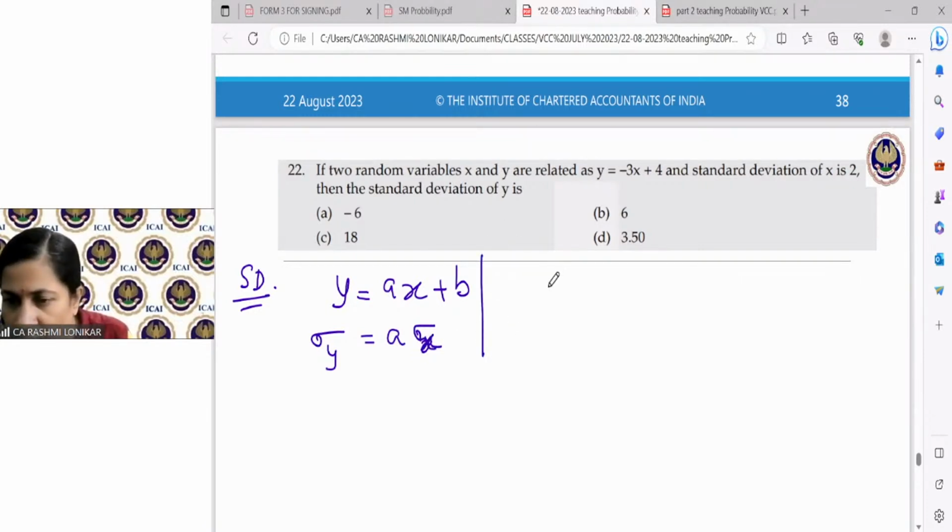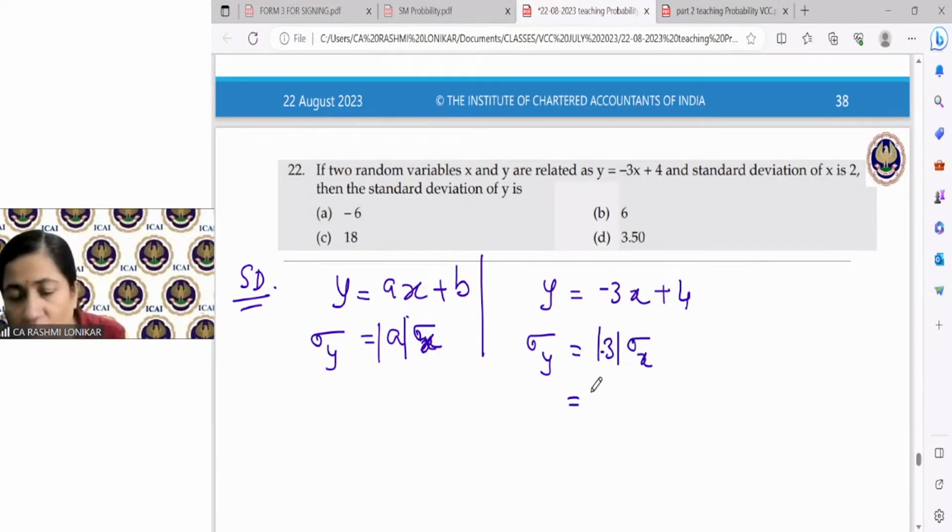So what they are saying is y is equal to minus 3x plus 4. Then standard deviation of y will be equal to mod of minus 3 into sigma x. Mod of any number means you are only going to take the positive number. So 3 into sigma x. Sigma x is 2, so this is 6. So sigma y is equal to 6. Is the answer correct now?